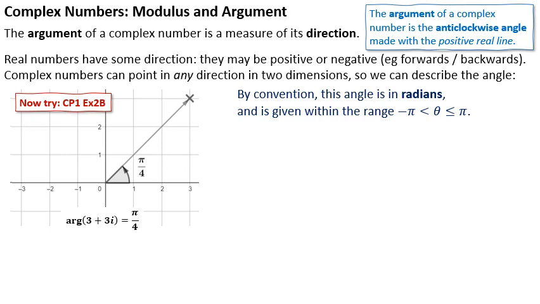And if you think about it, if you're measuring an angle of minus pi, then you're turning clockwise pi radians. You're doing a half turn clockwise. That's equivalent to turning a half turn anti-clockwise. So we don't include the minus pi. Instead, we include pi. If you've got a number like minus 3i, then that's going to have an argument of pi rather than minus pi.